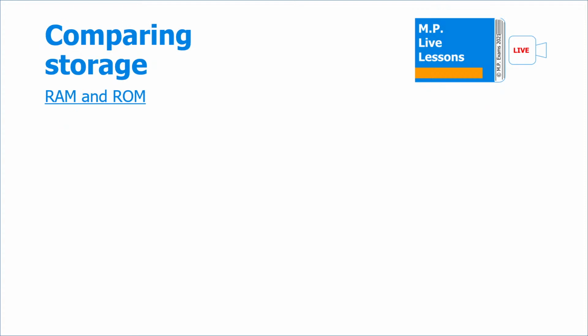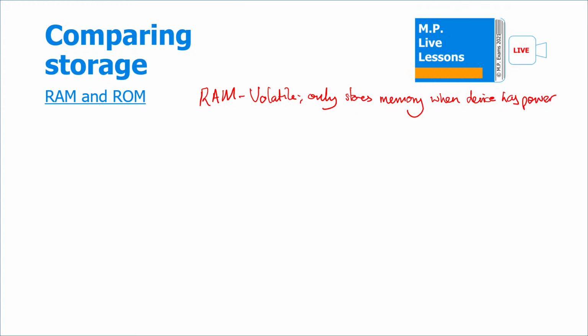So RAM is volatile, meaning it only stores when the device has power. So when you turn it off, all memory is lost.